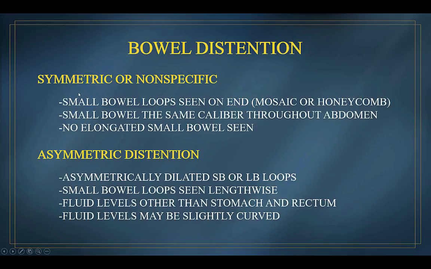Briefly, I'm going to talk about symmetric or non-specific distension where the bowel loops are pathologically dilated, but they're again seen in the mosaic or honeycomb pattern. No small bowel loops seen lengthwise. No asymmetry of the bowel pattern. And I should have put here no air fluid levels as well. And asymmetric distension I'll start in the next section.